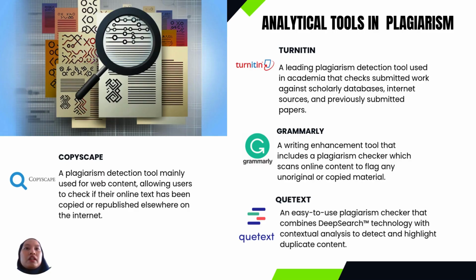The third one is Qtext. Qtext is an easy-to-use plagiarism checker that combines deep search technology with contextual analysis to detect and highlight duplicate content. For example, a freelance writer wants to make sure their blog post is original before submitting it to the client. They copy and paste the content into Qtext, which checks for plagiarism and gives the plagiarism percentage and highlights matched text.